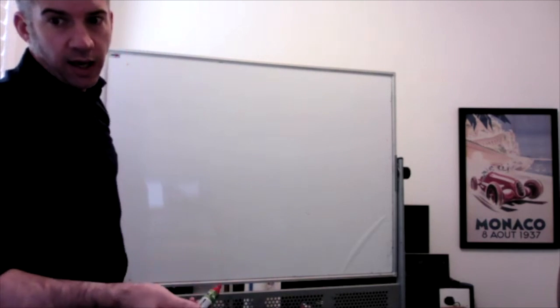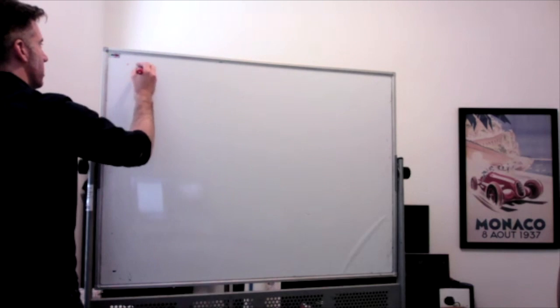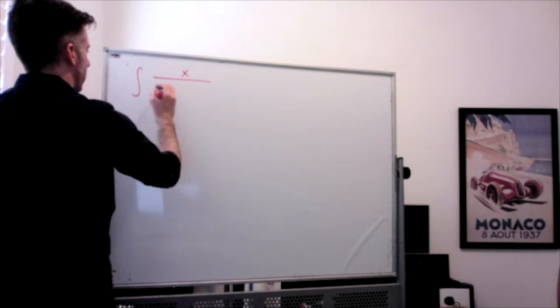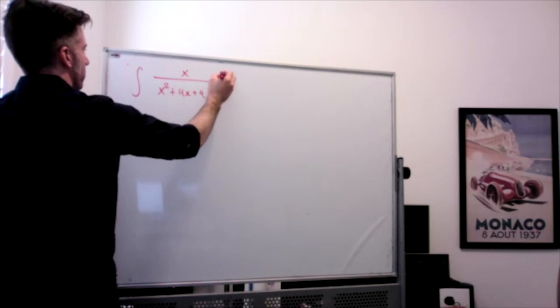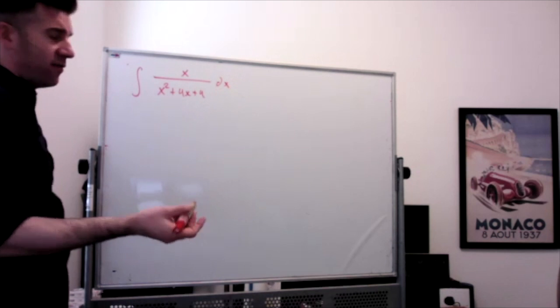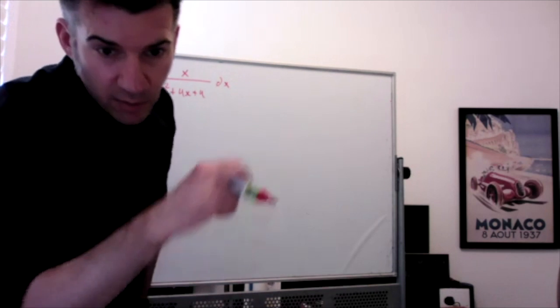So let's look at something like this. The integral of x over x squared plus 4x plus 4. Definitely not going to work for a u sub here.